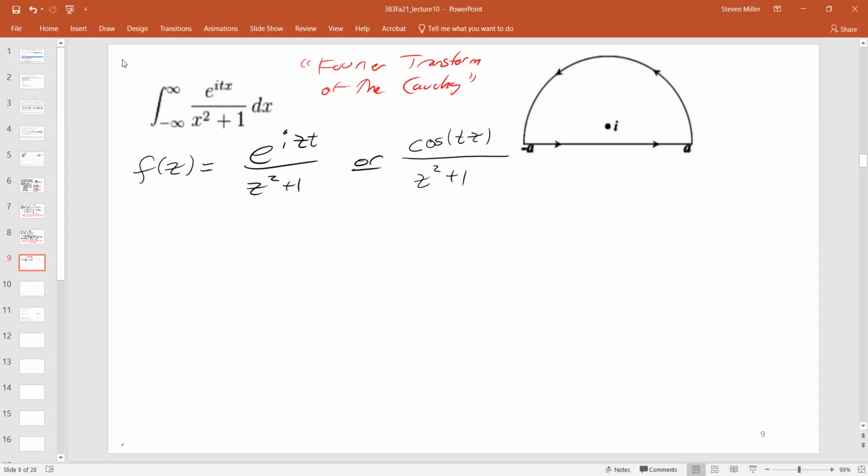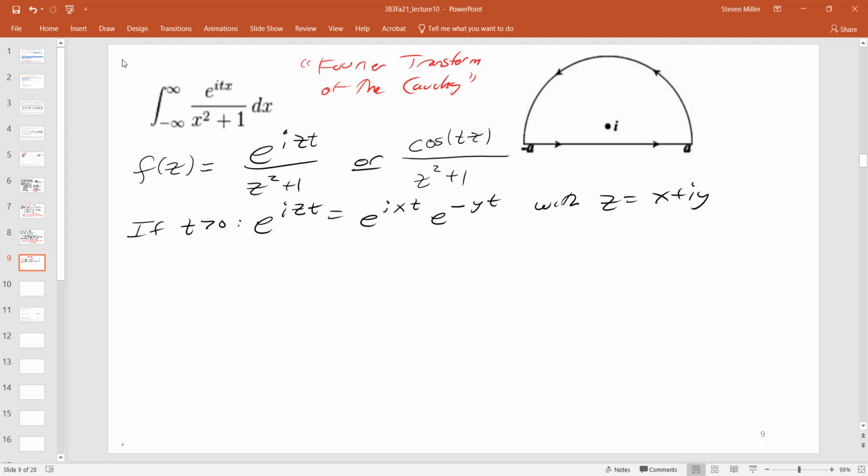So I could look at either one of them. It's good to look at e to the i zt over z squared plus 1. And let's think about what's going on. If t is greater than 0, e to the i zt is going to be e to the i xt times e to the minus yt, with z equals x plus iy.